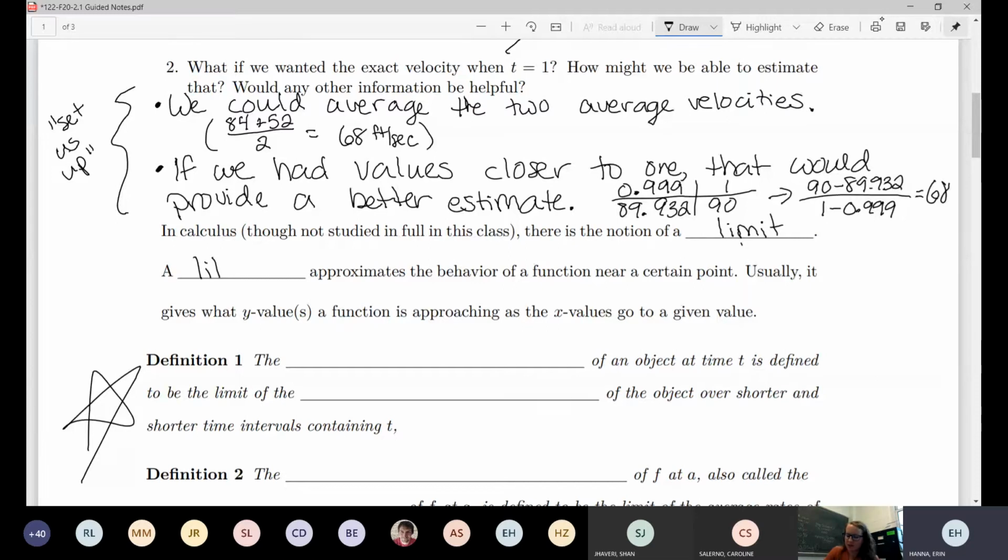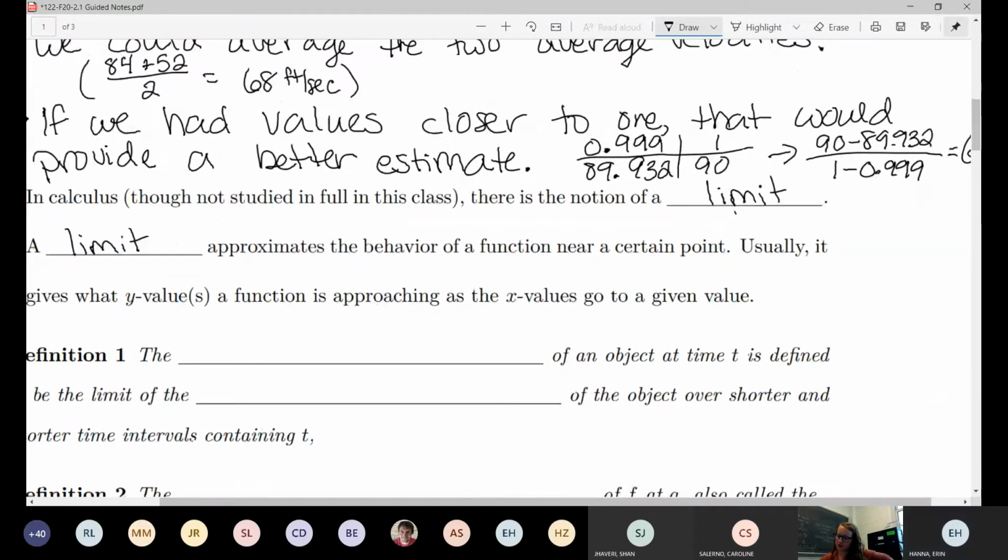And what a limit does is approximate the behavior of a function near a certain point. Usually that's going to be looking at y values when we approach certain x values, but it can also just essentially mean that we're letting something get close to something else. So I'm going to babble about that a little bit, and then we'll define these two things that we kind of need that definition for.